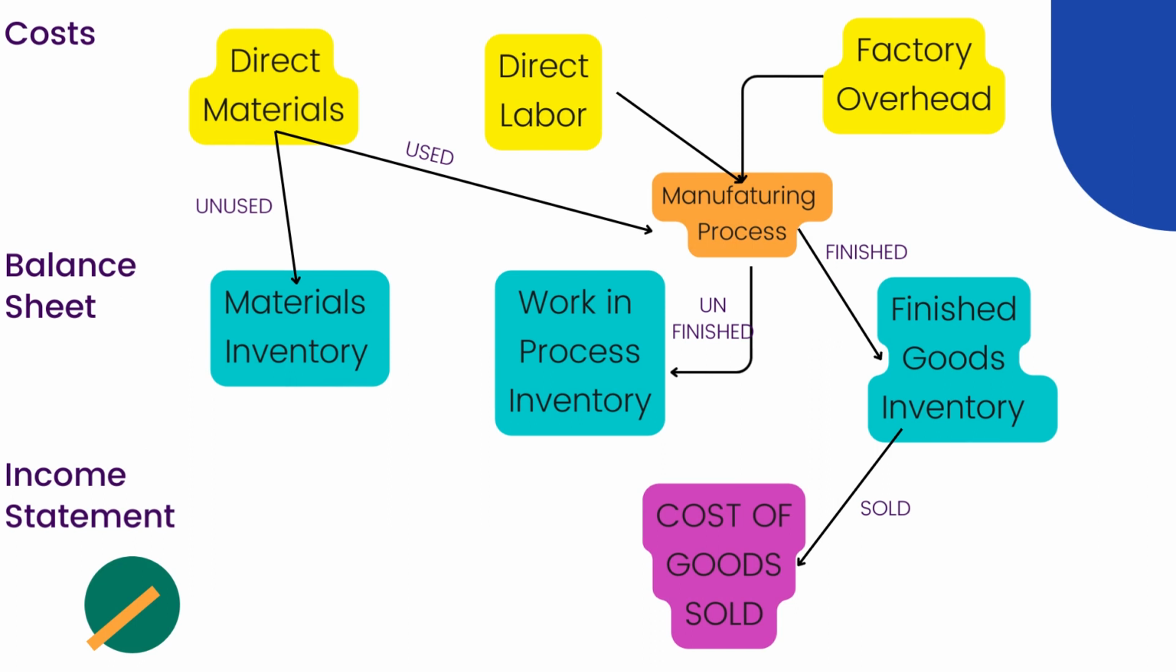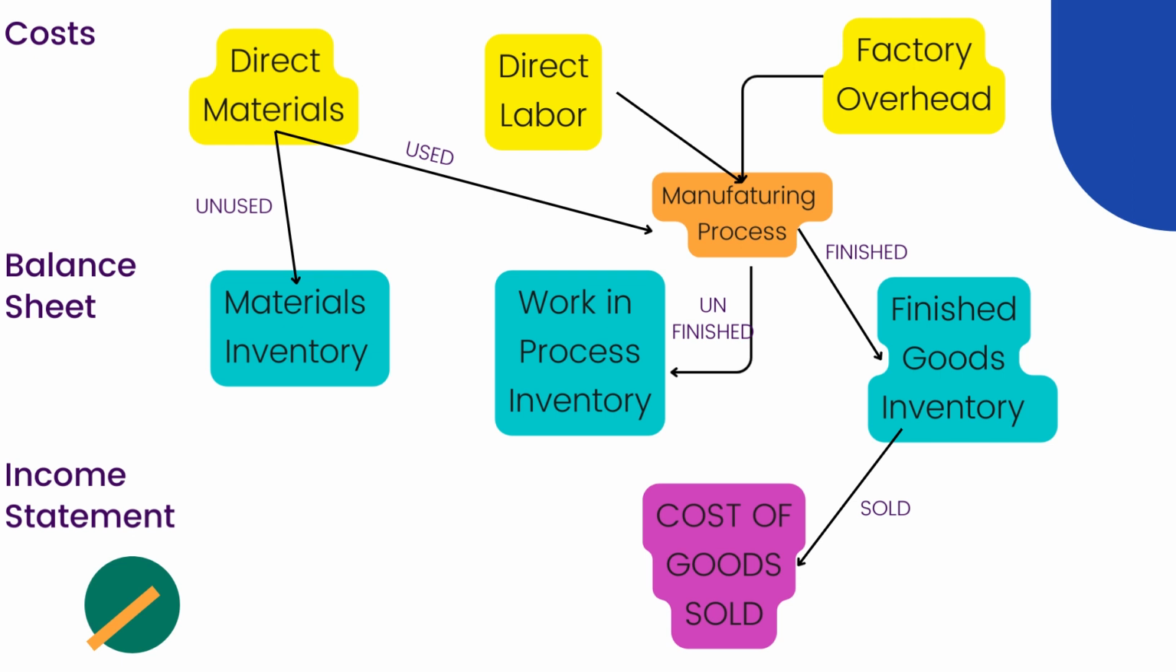We all know in manufacturing businesses, cost is king. And with cost being king, we know we have three types of costs: direct materials, direct labor, and factory overhead. You should already know how to classify your costs, but in this case, we are looking at where these particular costs go on the financial statements. So, let's start with direct materials.